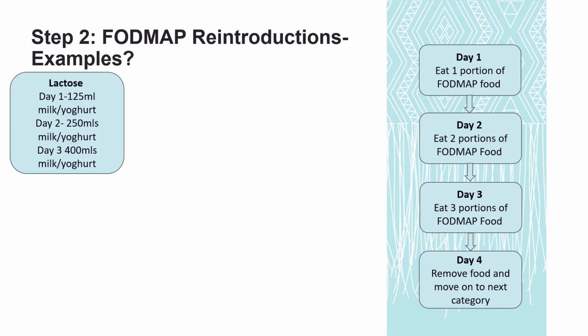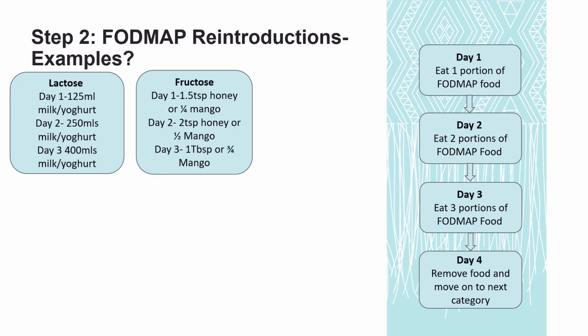We'll start with lactose. Your options are on day 1, milk, 125 mils or 125 mils of yogurt. Day 2, 250 mils of milk or yogurt. Day 3, 400 mils of milk or yogurt. Examples for fructose are on day 1, we've got 1.5 teaspoons of honey or a quarter of a mango. Day 2, 2 teaspoons of honey or half a mango. And day 3, 1 tablespoon of honey or 1 mango.